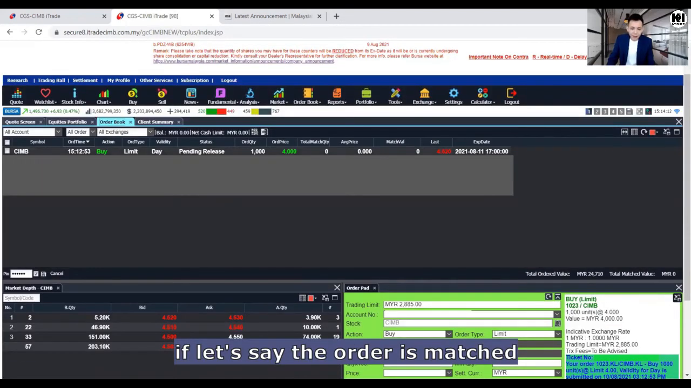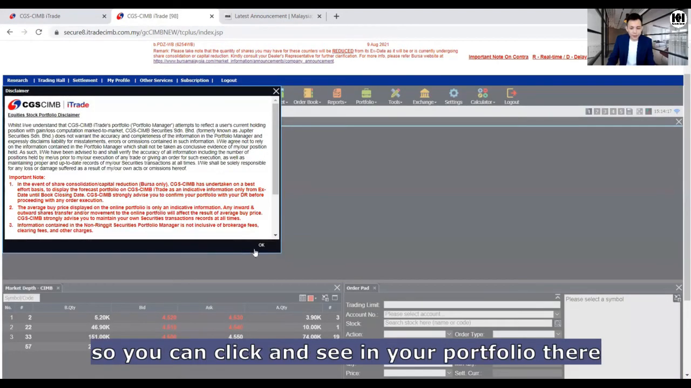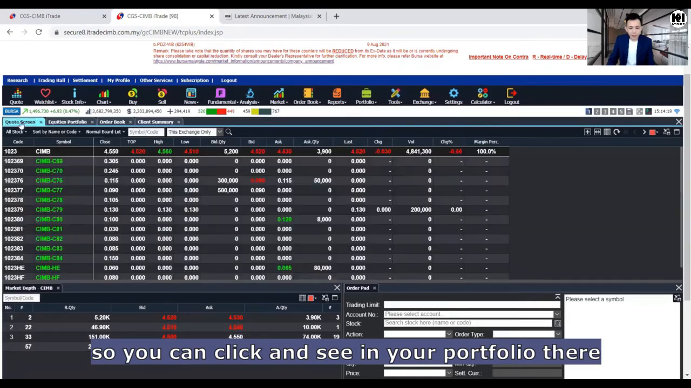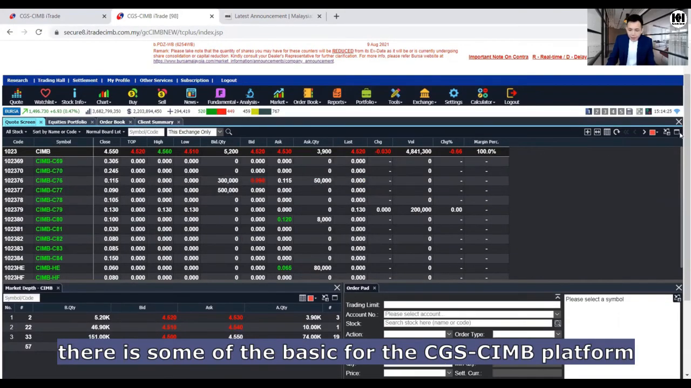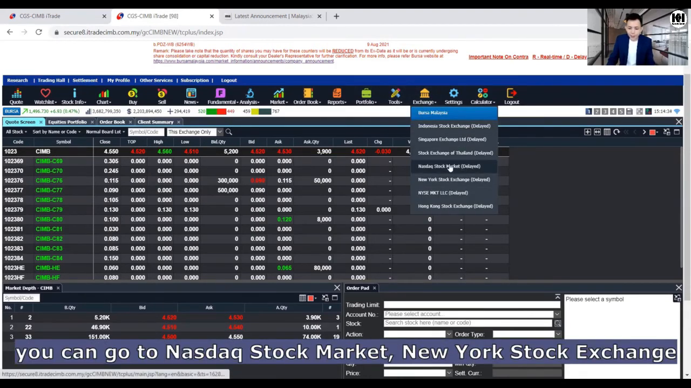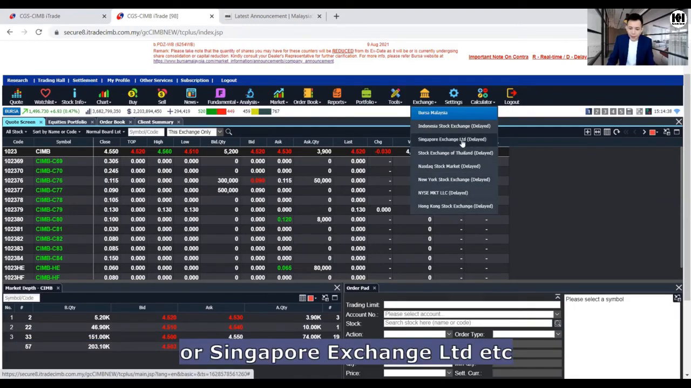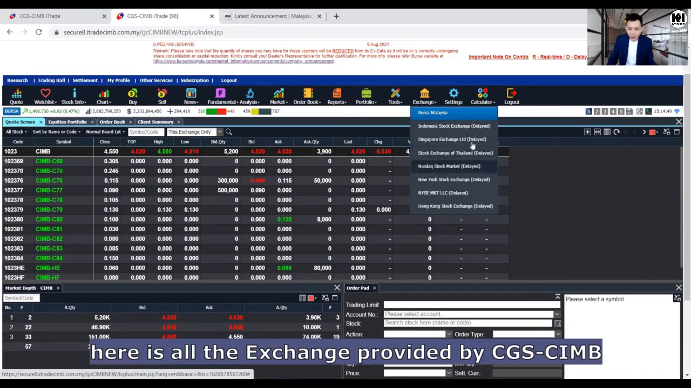If the order is matched, you can see it inside your equities portfolio. So you just click on OK, and you can see it in your portfolio there. These are the basics for the CGSCIMB platform. If you would like to go to other exchanges, if you subscribe to it, you can go to NASDAQ, New York, which is the US exchange, or Hong Kong exchange, Singapore exchange, etc. Here are all the online exchanges provided by CGSCIMB.